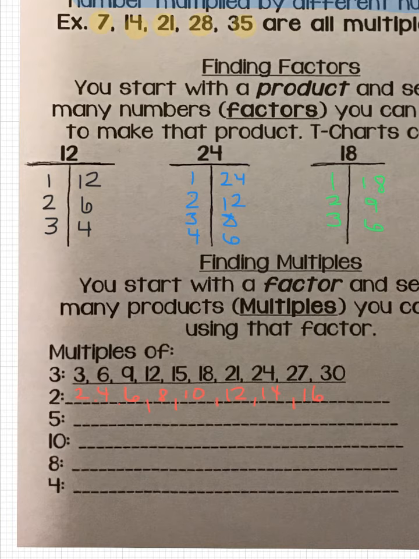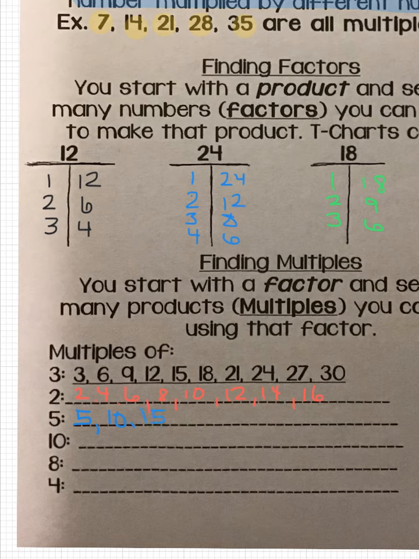But they might say, only give me the first 3 multiples. So what if they said, give me the first 3 multiples of 5? Okay, the first 3 multiples of 5 are going to be 5, because 5 times 1, right? Then 10, 5 times 2. Then 15, 5 times 3.